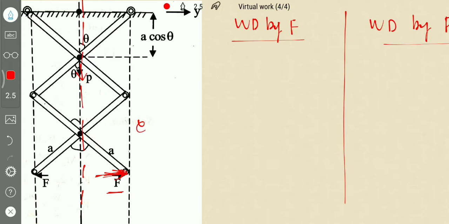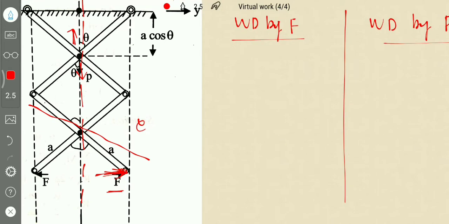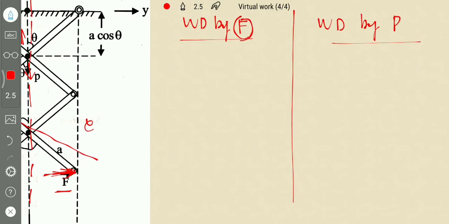So if this link moves like this, at P it moves upwards. So one will be in the direction of motion, in the direction of force, and the other will be in the direction opposite to the direction of force. So if we consider the displacement is in the direction of force F, the displacement at P will be opposite to the direction of force P.